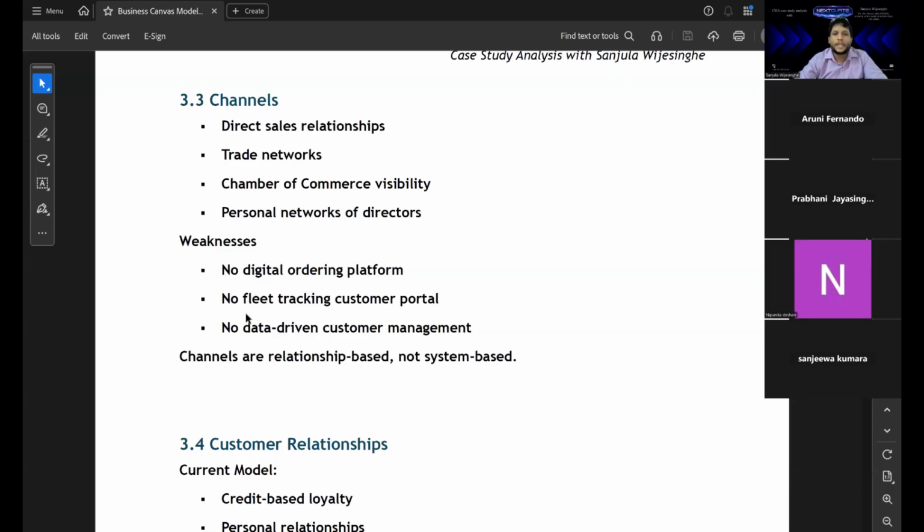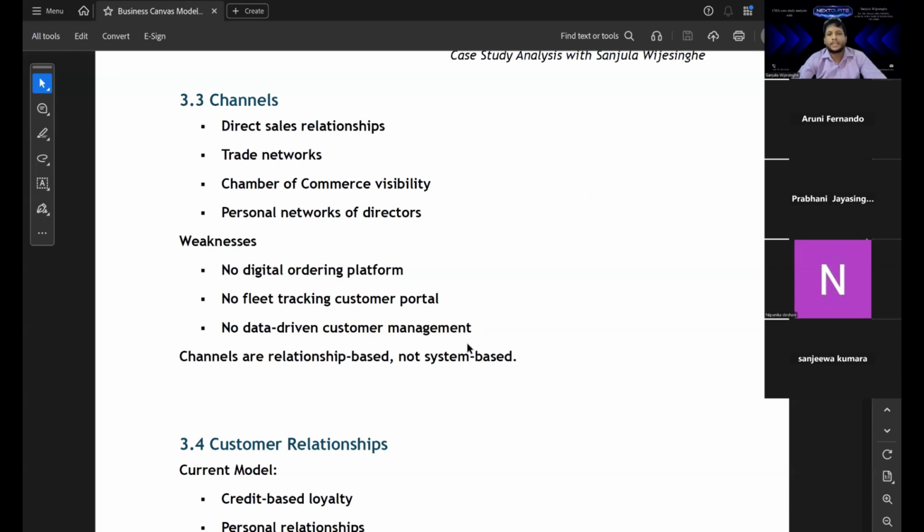We discussed: no fleet tracking, no customer portal. I think you may remember we discussed real time tracking, GPS. No data driven customer management. That is also not there. Customer real time order tracking is not there. I told you that on the Pizza Hut example also. You can track the order when you are the customer. You can track the order.